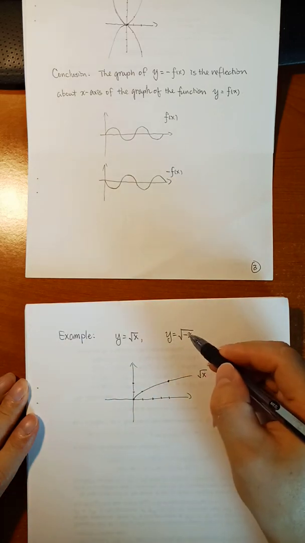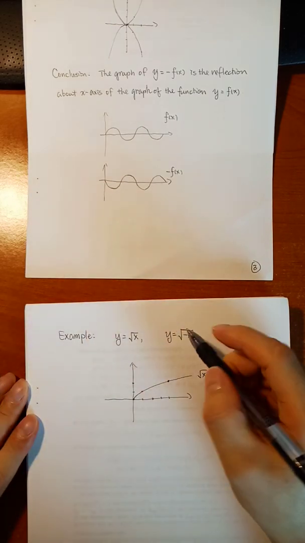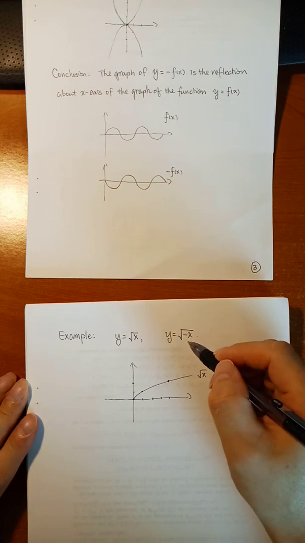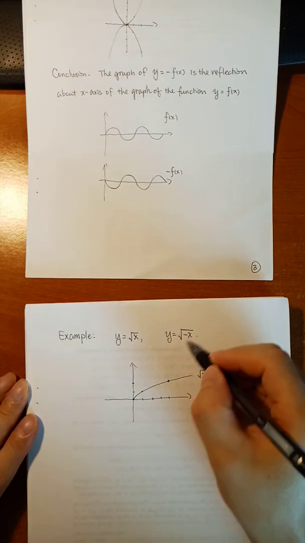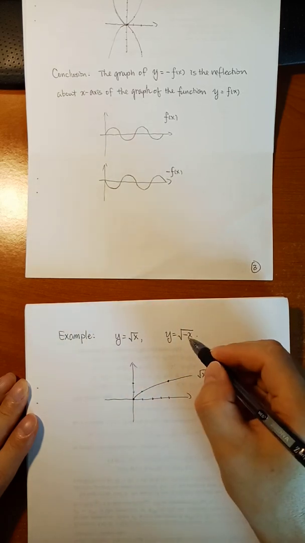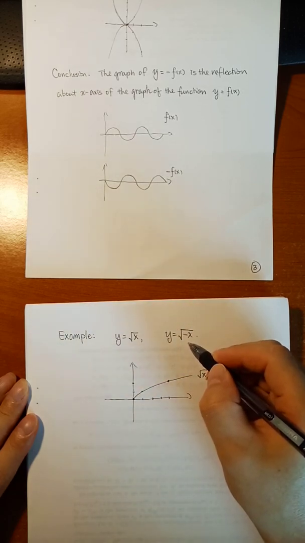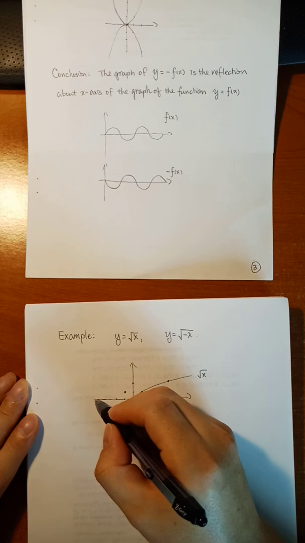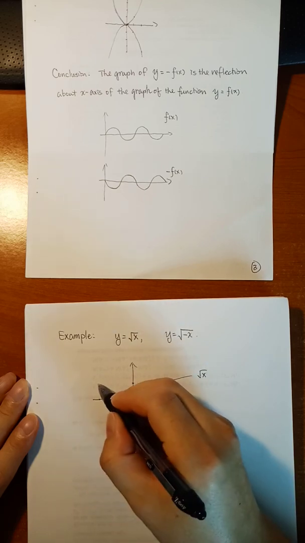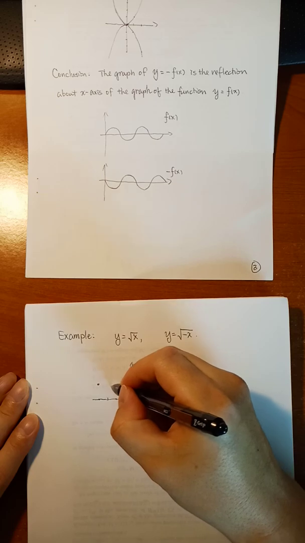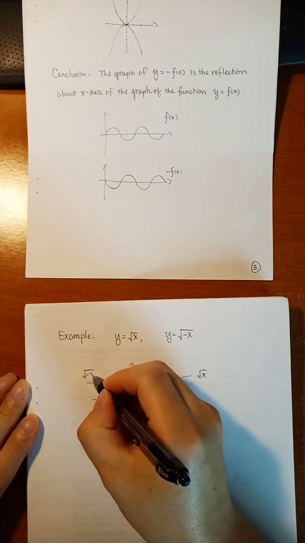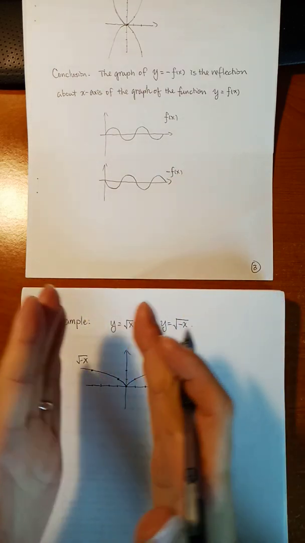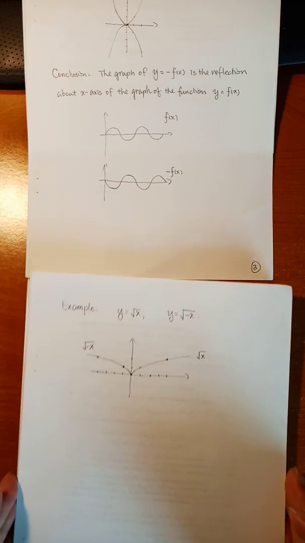And the square root of negative x is only defined for negative numbers, because when x is positive, negative x is a negative number, but when x is negative, negative x is positive. So when x is 0, it is 0. When x is negative 1, negative x is 1, and the square root of 1 is 1. When x is negative 4, you get the square root of 4. So this is the square root of negative x. You see, it's like the two wings of a butterfly. And this is a reflection about the y-axis.